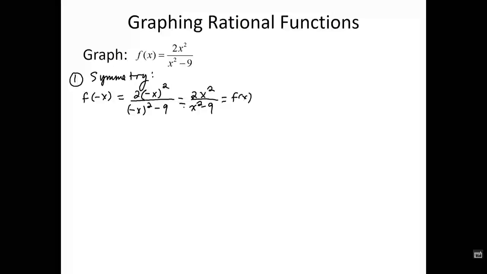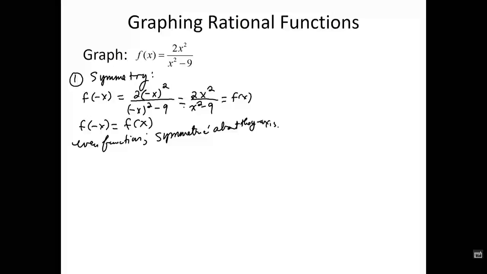which is the same as f of x. So we conclude that f of minus x is equal to f of x. So therefore, this is an even function. In other words, it's symmetric about the y-axis.